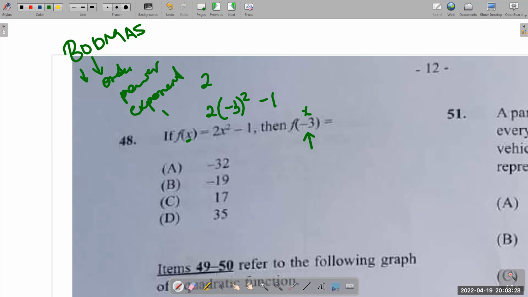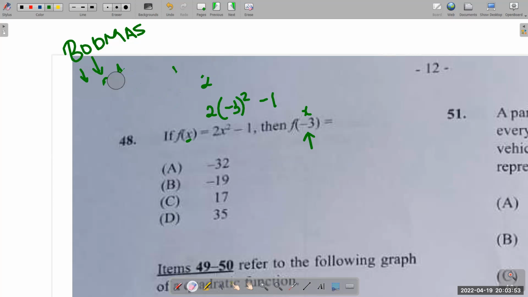Another word for this is index. And the plural word for index is indices. Everybody with me? All these words mean the same thing: order, power, exponent, index, indices. I don't know why they need 40 words for one thing, but that's how it is. Okay, guys? So just make sure you understand and remember these things and these rules.